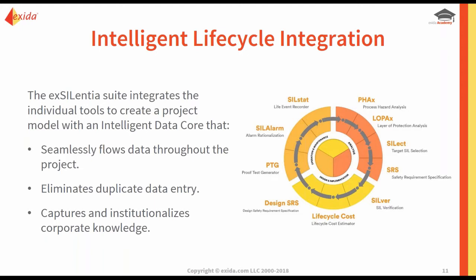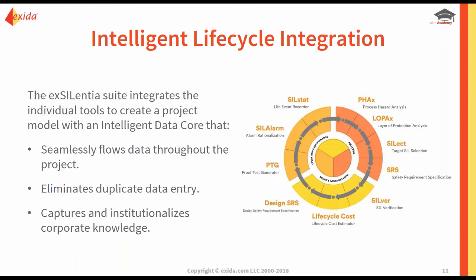Perhaps you've done your layer of protection analysis and you want to determine your target SIL level. Is that done in the same tool or a different tool? Finally, you might have to start from scratch when you're writing your safety requirement specification. And all of this is obviously done before you can design your safety instrumented system. The way exSILentia works is that it just automatically transfers that information from one module to the next. So your safeguard automatically becomes your independent protection layer, automatically becomes your SIF, if that's what it is, and you can do SIL selection, safety requirement specification, and SIL verification on that same item in the tool.